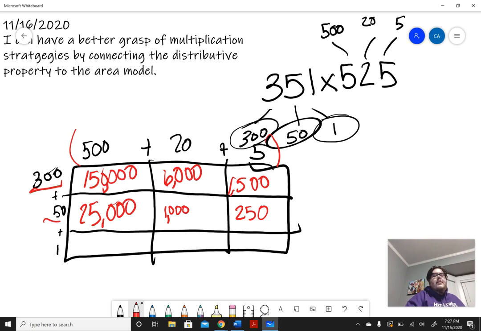And then next, we are going to distribute the value of this 1 across 525. Now, 1 times anything is going to be the number that's being multiplied by 1. So 1 times 500 is 500. 1 times 20 is 20. And 1 times 5 is 5. All right, now we're going to add all those values up, and we're going to get a product.